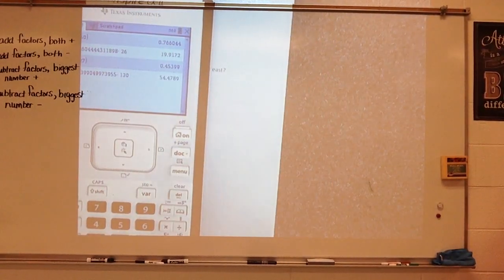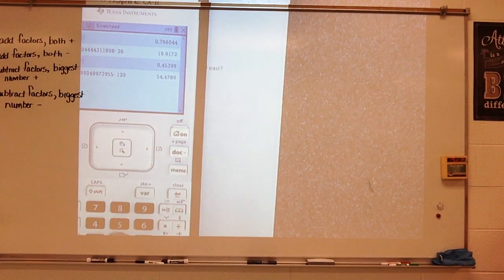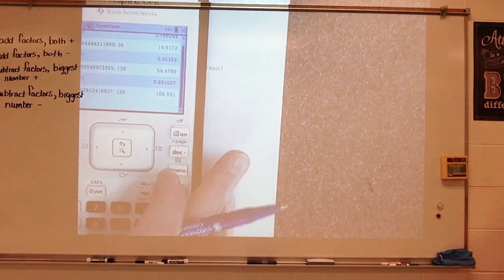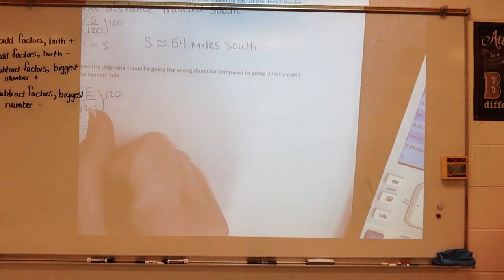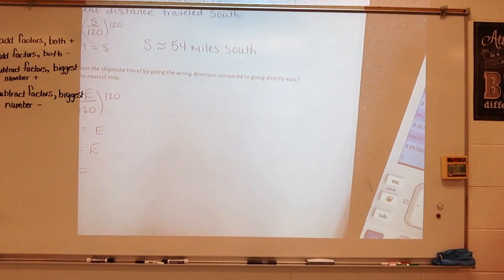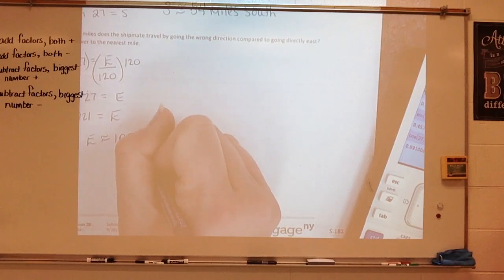Alright, let's go over here and this time we're going to hit the cosine of the 27-degree angle, and then multiply that times 120, and I get approximately 106.921. So E is approximately 107 miles.